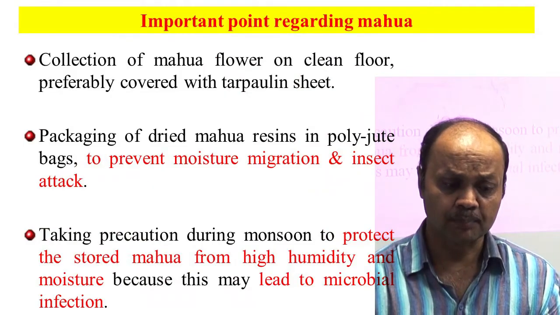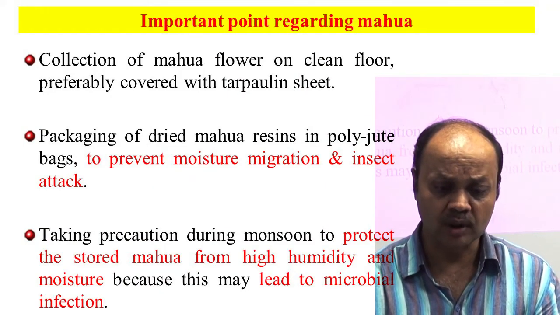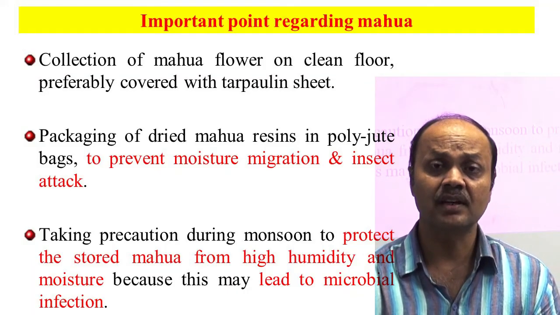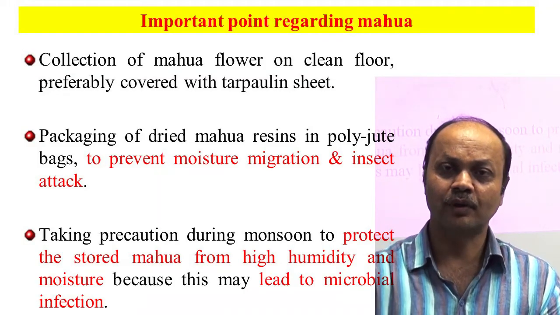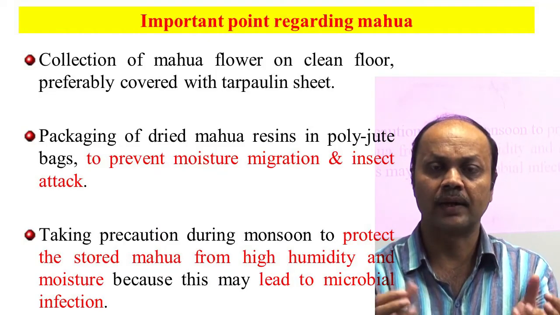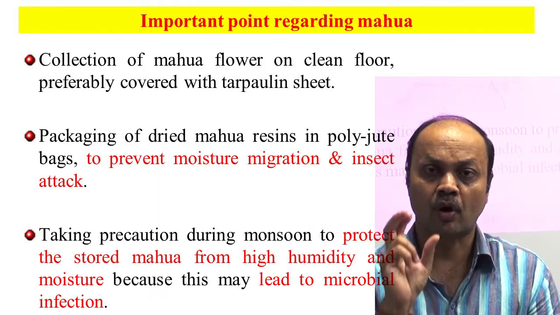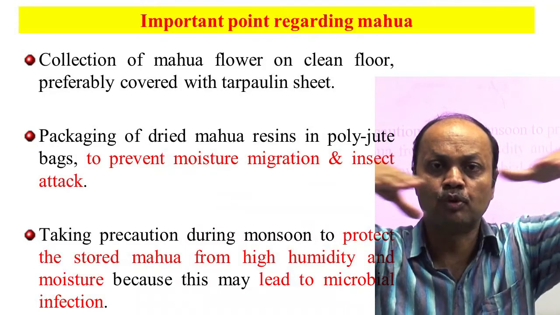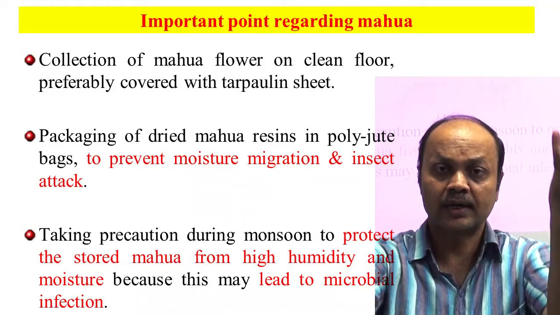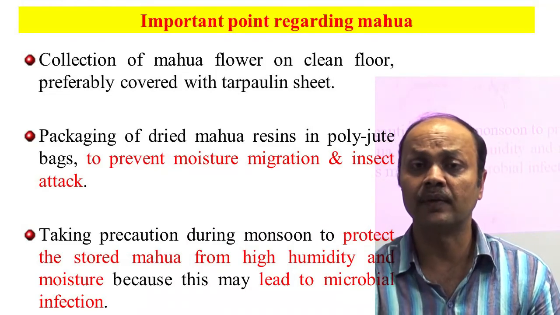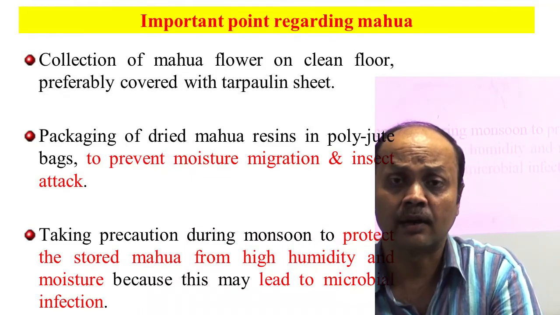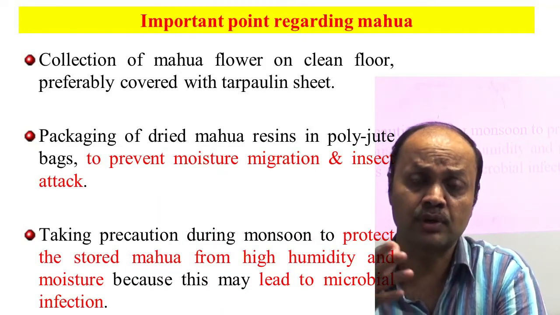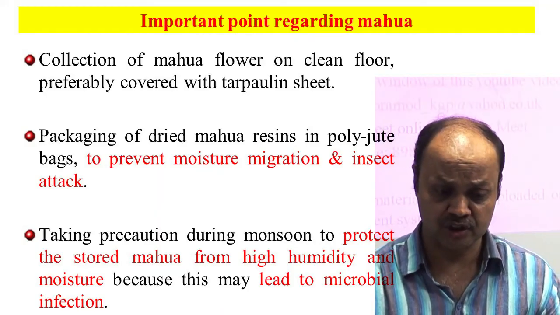Apart from that, as I told, collection of mahua is also important. You can see what is happening. Mahua falls on the ground, and a lot of soil and so many things go inside the soft mahua. So you have to put tarpaulin above the ground so that you can collect the fresh mahua, and we can go for solar drying. Already we have discussed the multi-purpose greenhouse dryer. So you can use a solar dryer and a mechanical dryer to remove the moisture.